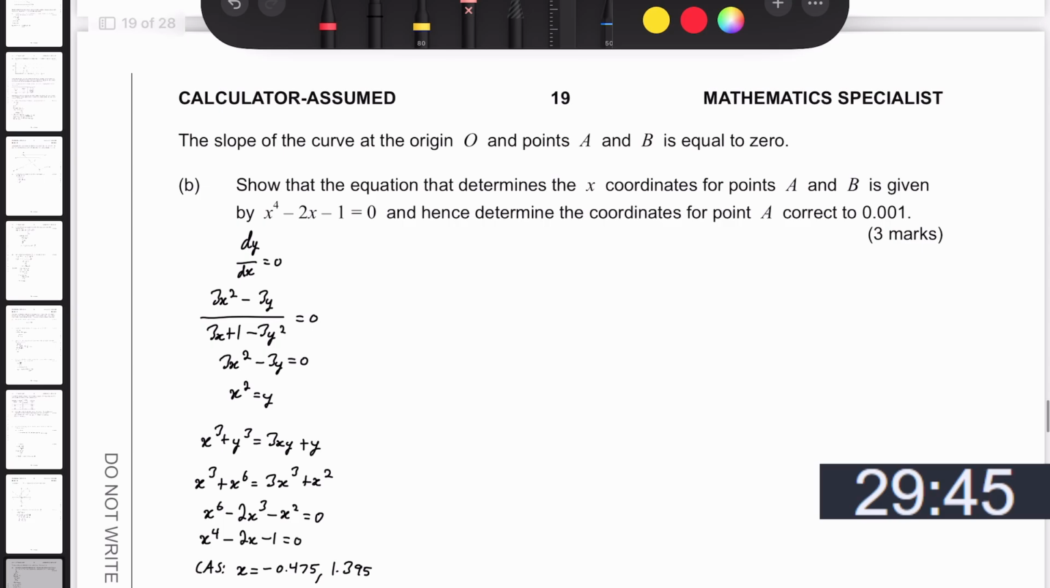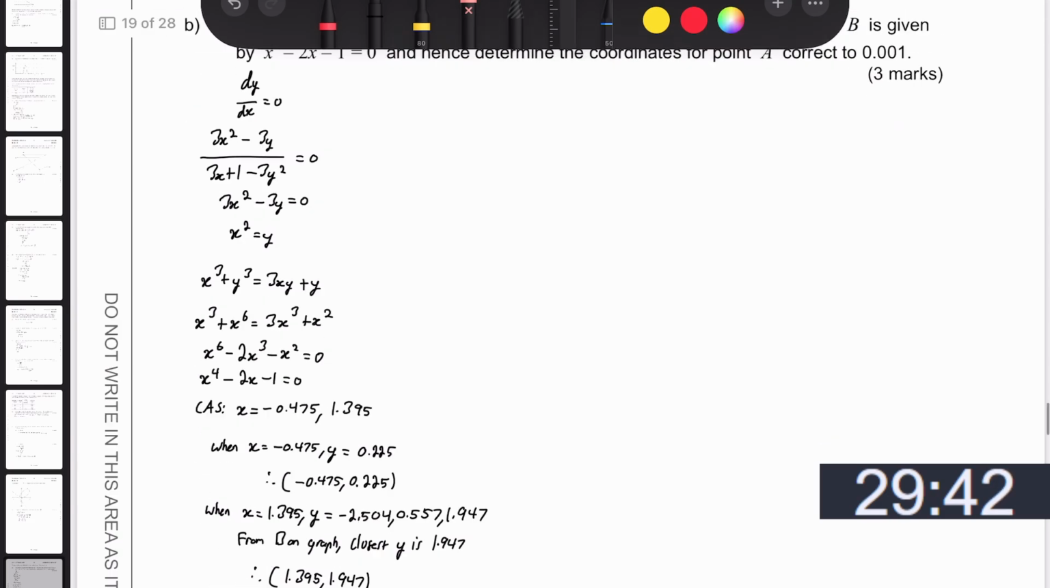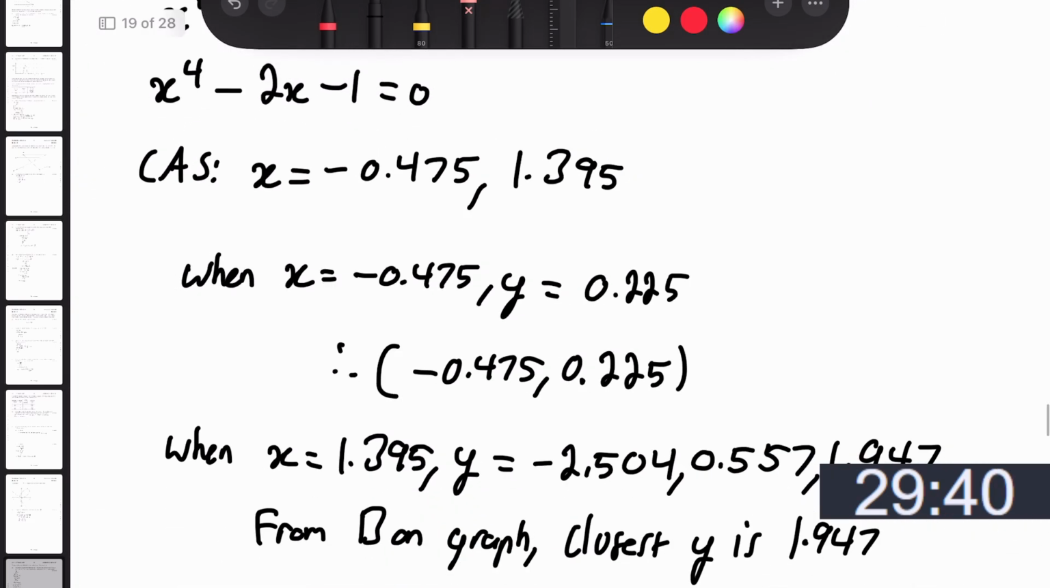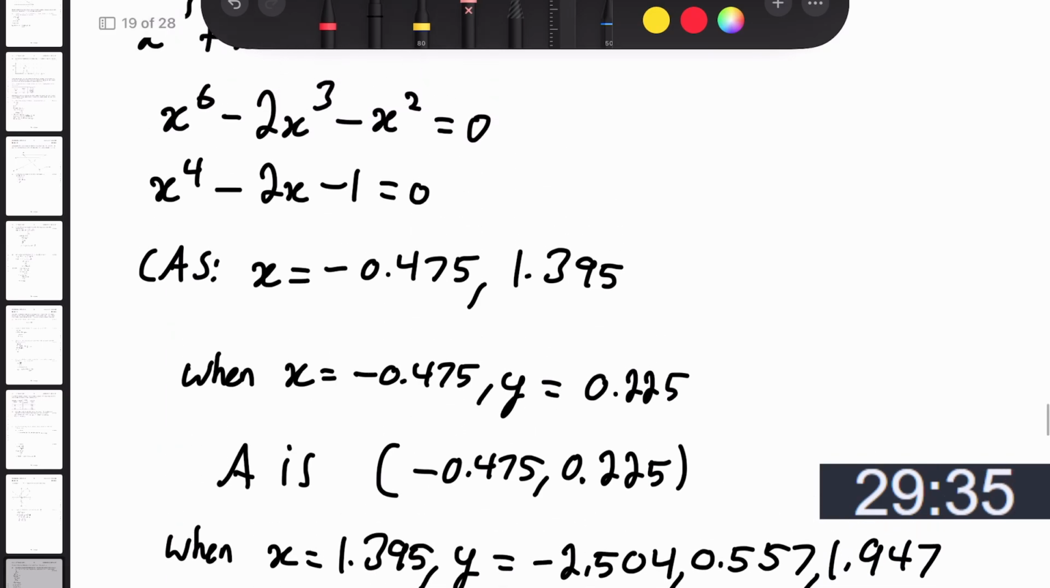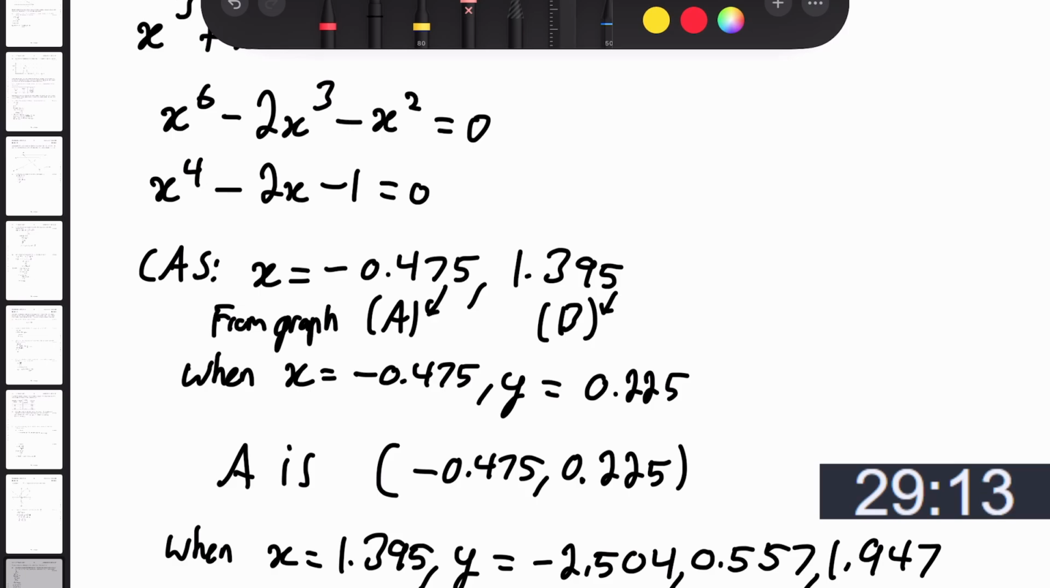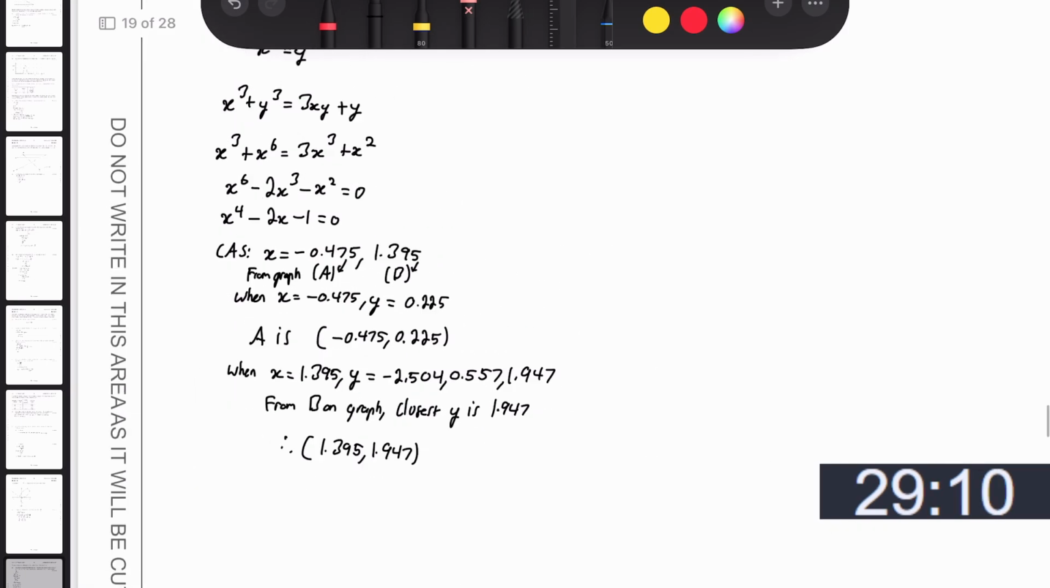It wants the coordinates. Oh wait, it just wants point A. Okay. What A is from the graph, I'll say that this one is A and then this one is B. From the graph, that is that one, and that is that one. Okay, I didn't need to do B.